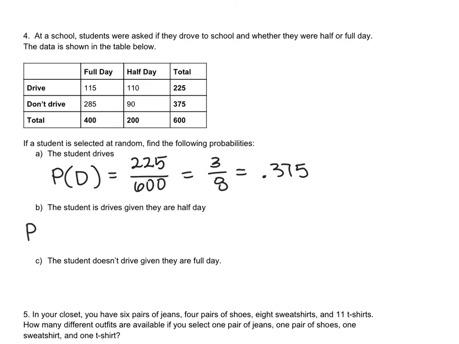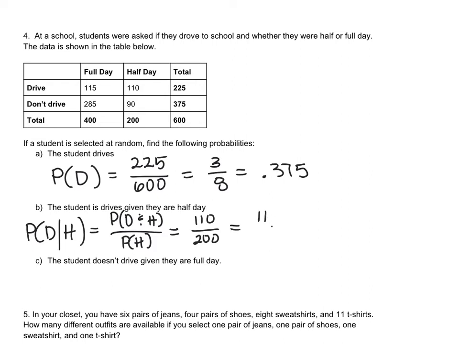Next, we want to find the probability that a student drives given they are a half-day student. So remember, for given probabilities, we find the probability of both, so they drive and are half-day, and then we put it over the total of the given probability, so probability they're half-day. So drive and half-day is 110 over the total number of half-day students, which is 200, which is 11 out of 20, or 0.55.